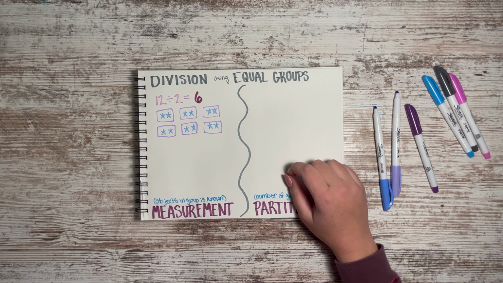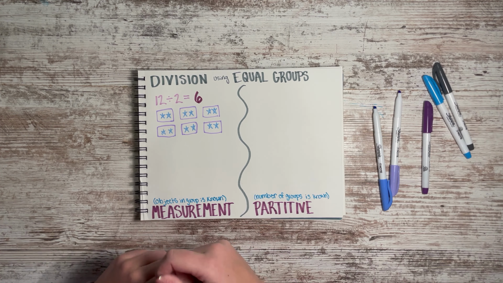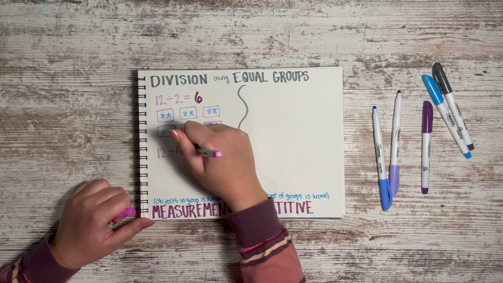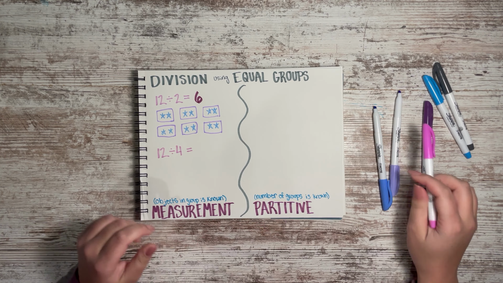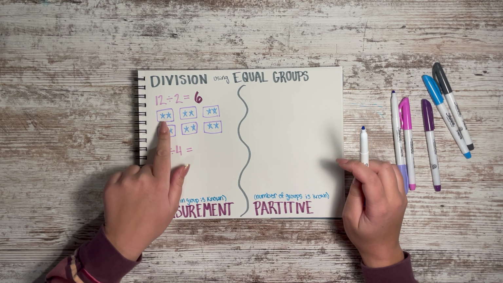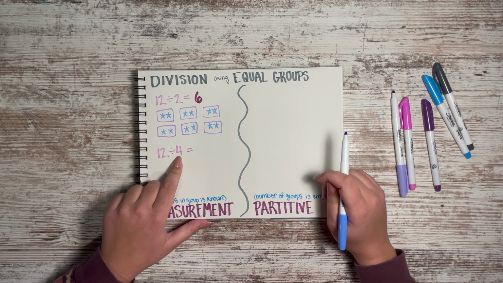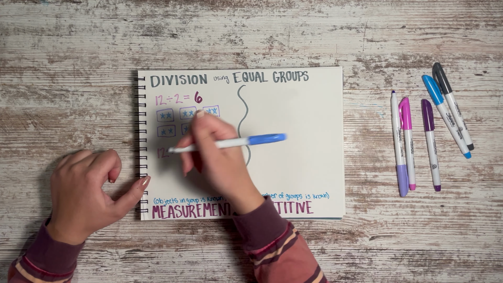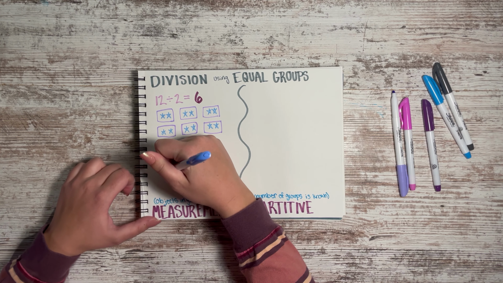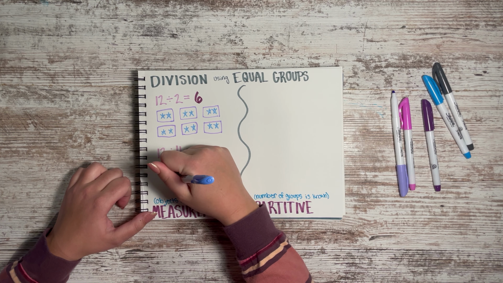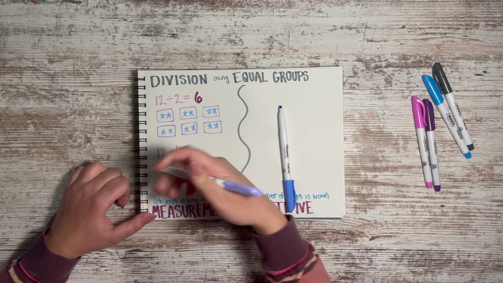Let's try this again, but let's use 12 divided by 4. So 12 divided by 4 equals, so for this one, I know my dividend is still 12. So overall, I'm going to need 12 stars total. But this time, I know that there will be 4 objects in each group. So I'm going to have 4 stars in each group instead of 2. So let's make groups of 4 until I have 12. So 1, 2, 3, 4. So there's one group.